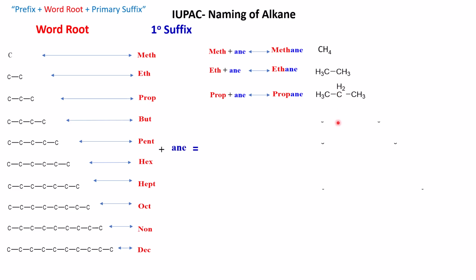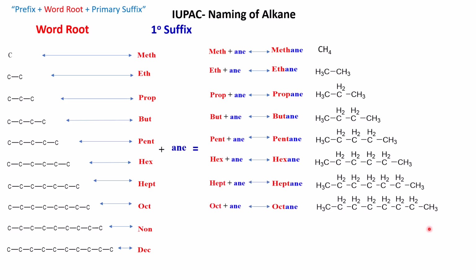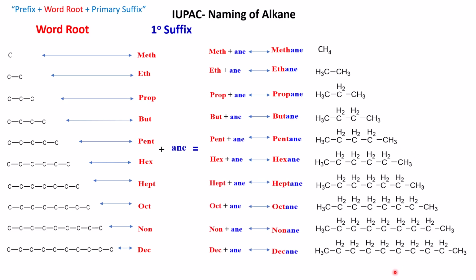How about the middle carbon atom? For this carbon atom in the middle, you have 2 bonds with the terminal carbon atoms. Likewise, there are 2 hydrogens in the middle, so the valency of 4 for carbon is satisfied. In each of these cases, butane has 4 carbons with single bonds between the carbon atoms. Pentane has the same thing, hexane, heptane, octane, nonane, and decane. In each of these cases, you have a word root and primary suffix making the name of the molecules.